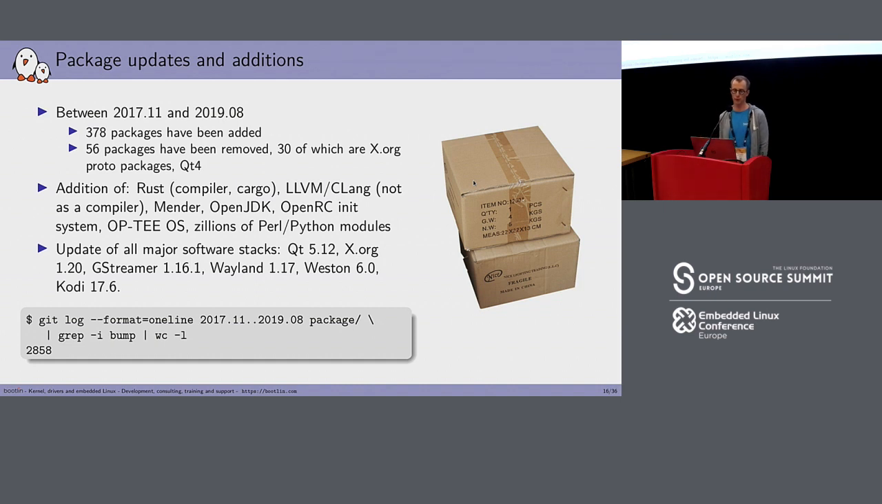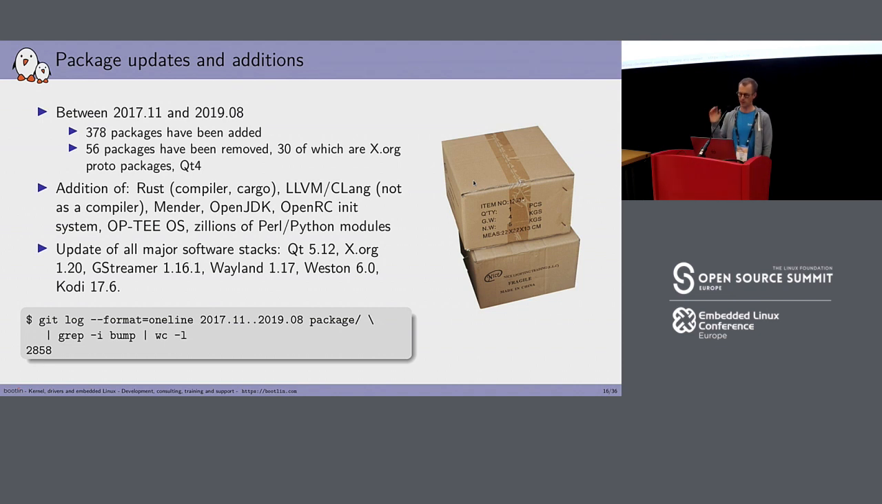We've added 378 packages and removed 56 packages, but 30 of which are x.org proto packages. So x.org has split packages for all the header files, and now they have a single one replacing this, so it kind of screws up the number of 56 packages being removed. We removed Qt4. It was long deprecated, and we had to move on and keep only Qt5.